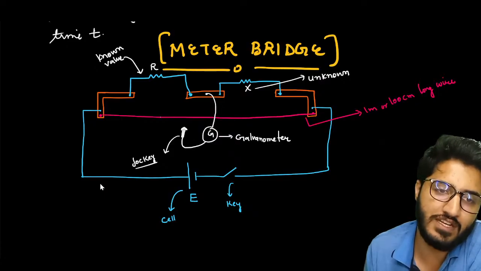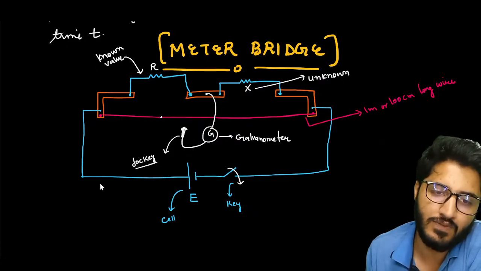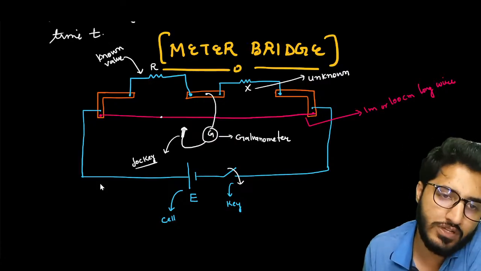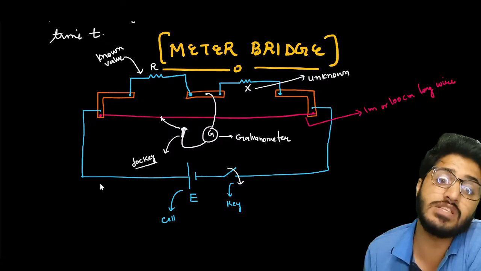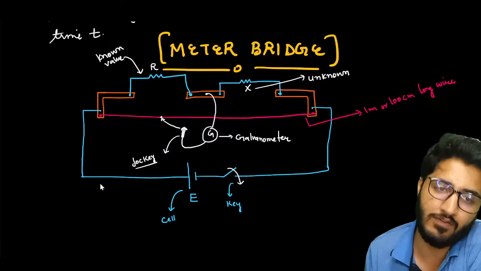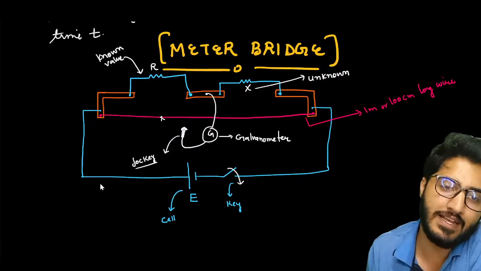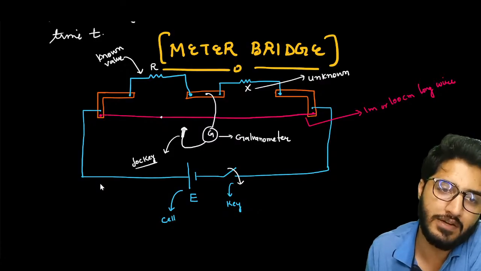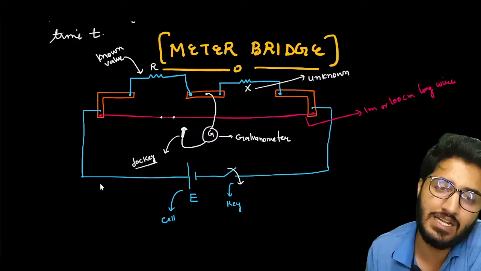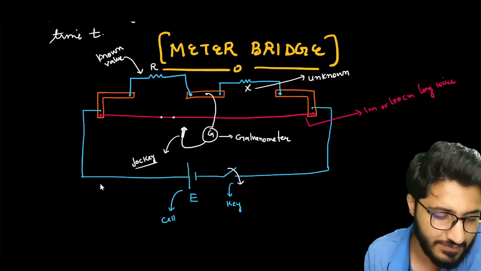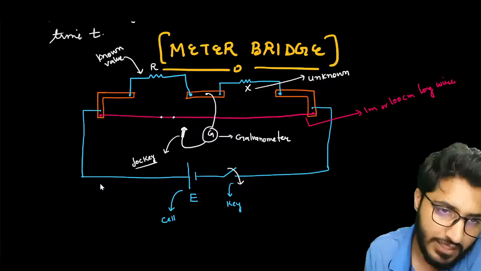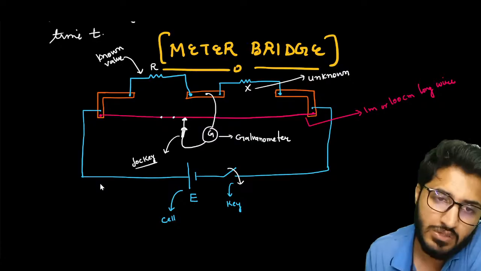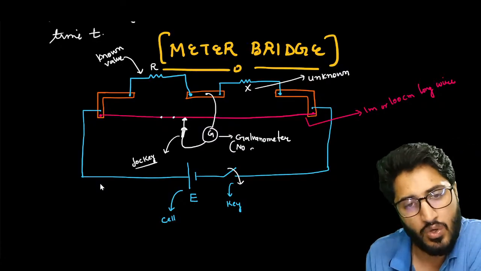Look, if we place it here, we close the key. Now I put the jockey here. The galvanometer shows some deflection, that means current flows through the galvanometer. Now in the second case, I place the jockey here. Still, the galvanometer shows some deflection. Now in the third case, I touch the jockey here. Once I touched the jockey here, no deflection. No deflection.